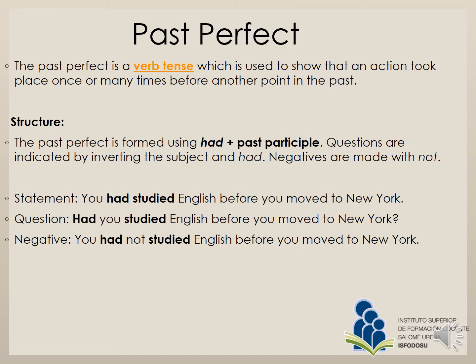So the structure: the past perfect is formed using had plus the past participle of the verb. Questions are indicated by inverting the subject and had. Negatives are made with not. Let's see some examples. Statement: You had studied English before you moved to New York. Question: Had you studied English before you moved to New York? Negative: You had not studied English before you moved to New York. We can also say you hadn't studied English before you moved to New York.